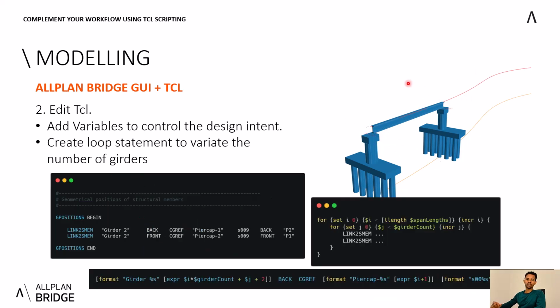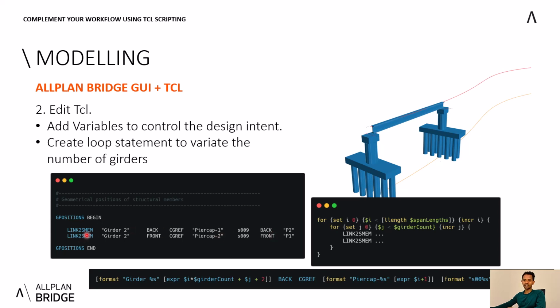For that, what we have to do is check the geometrical position of structural elements. That is, we have G position. This is also a command from Allplan Bridge, so you don't have to create this by yourself. When you create a bridge using the user interface, as we said in the first step, and export that as a TCL file, you will have this G position and everything will be written there.